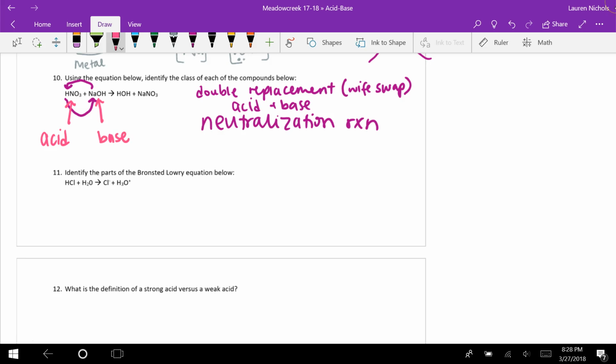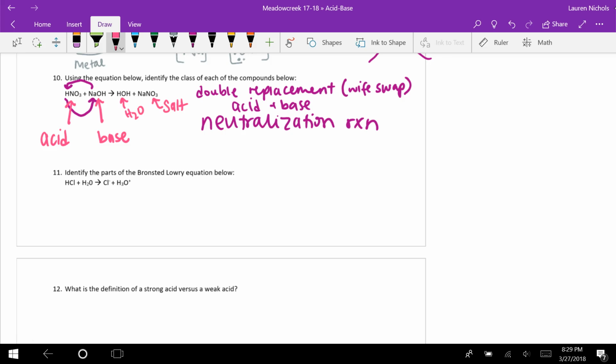Okay, HNO3 is donating this hydrogen. OH minus is accepting the hydrogen. It's just also happening to give the sodium away as well. So we have an acid and a base. HOH is none other than water. And NaNO3, we have a metal and a polyatomic ion. This is just an ionic compound, otherwise known as a salt.